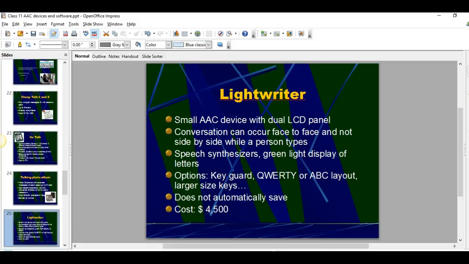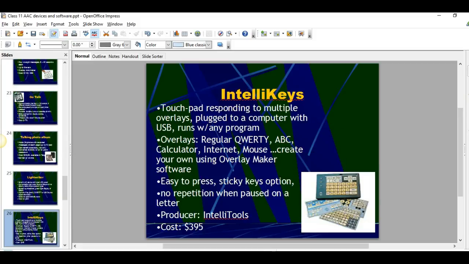LightWriter is a device that is much more costly. It is one of those high-tech ones. It is a small AAC device that has a dual LCD panel, so the reader can see it, and the person who communicates can see the message that is being typed. There is a speech output, and sadly it doesn't automatically state what is typed on it, so it doesn't work as a computer.